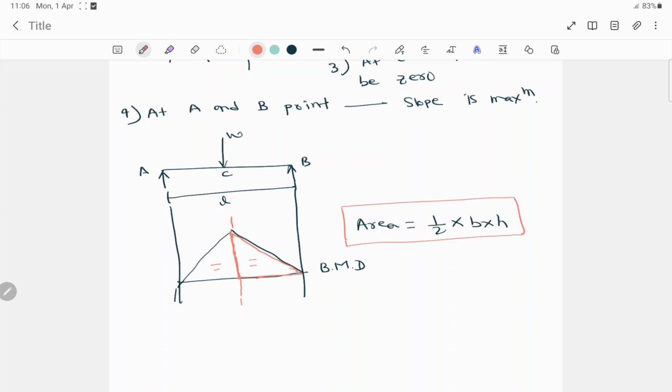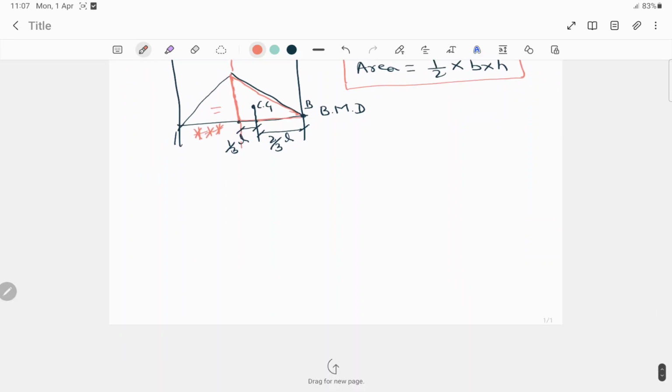Now suppose we have to find the CG distance. CG always acts at the center, so this is the center of gravity. From point B, to find the distance to this center of gravity, the formula is 2/3 of L, and from here to this center of gravity the distance is 1/3 of L. These are the most important things which we have to remember.